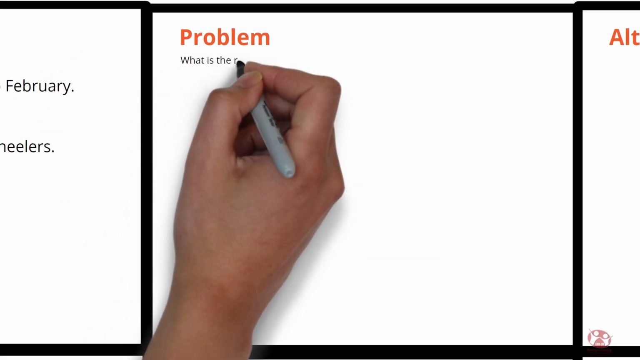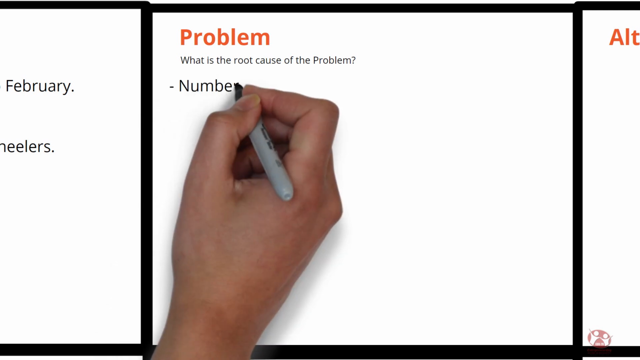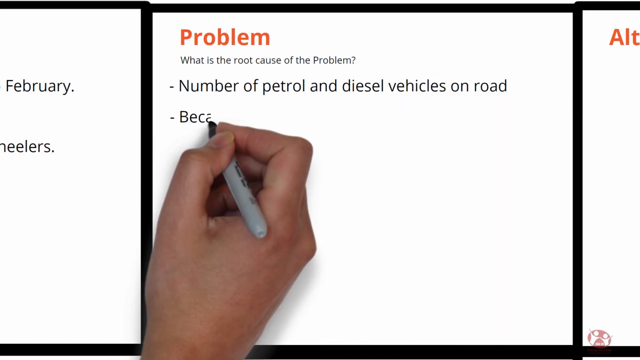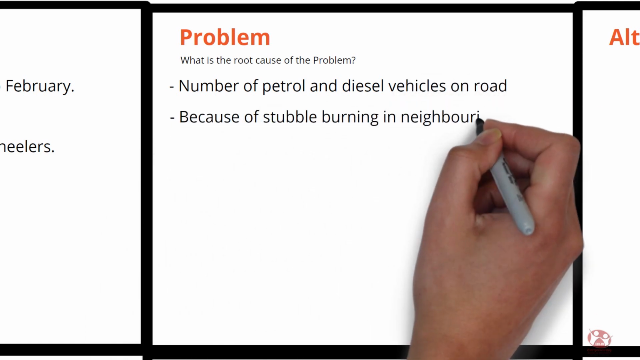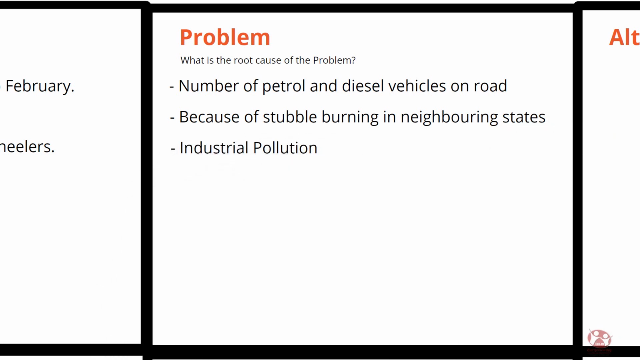Next, ask yourself, what is the root cause of the problem? The root cause of the problem of air pollution in Delhi may be because of higher number of petrol and diesel vehicles on the road, or because of agricultural stubble burning that happens in the neighboring states, and also industrial pollution. We need to identify the root cause of the problem, because solutions need to target the root cause so that more problems will not be created.